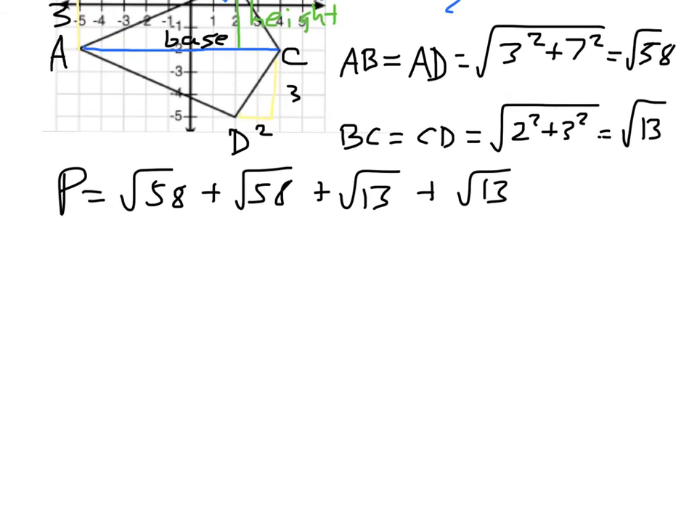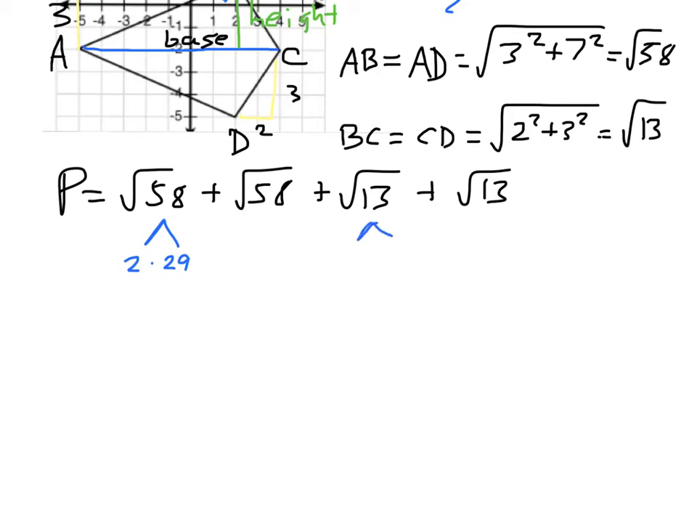It says to write it in simplest radical form, so I'm going to have to find a way to break down these radicals. And the way to do that is to use a factor tree. If I try to break down radical 58, I can start by dividing it by 2, which is 2 times 29. Now 29 is a prime number, and that's the end of my factor tree. There's no way to break down radical 58 into smaller pieces.